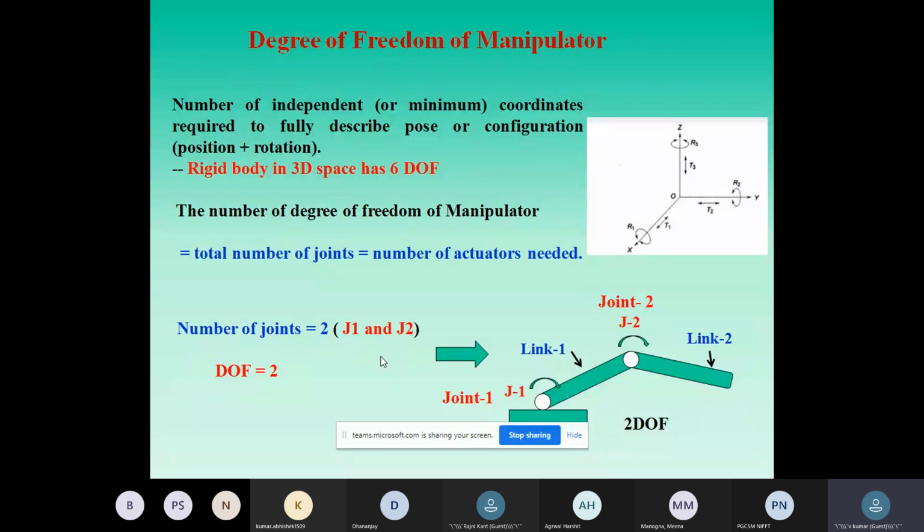Suppose that in this figure, 2 links are there and there are 2 joints here. The number of joints are 2, joint 1 J1 and joint 2 J2. So the degree of freedom of this manipulator is 2 DOF. If any manipulator is given, then you have to find how many joints are there, how many actuators are there. That is called the degree of freedom of that manipulator.